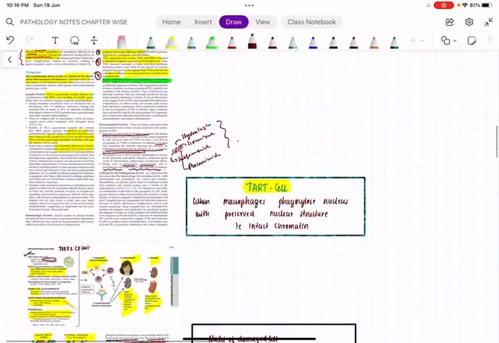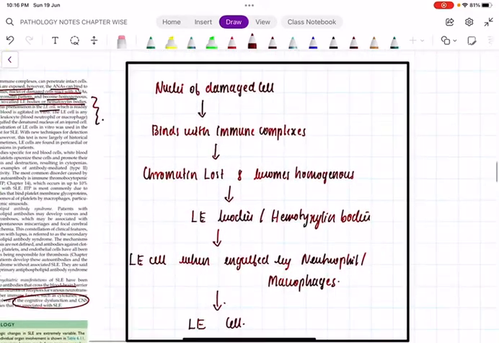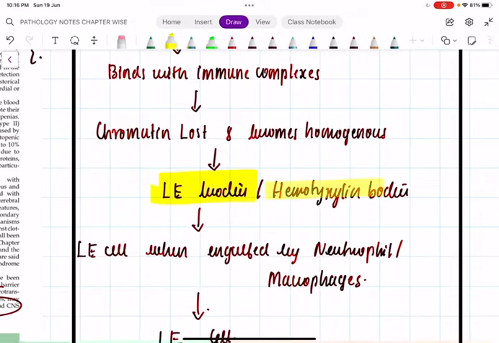The second thing I want to stress is two important things, that is LE bodies, or hematoxylin bodies, and LE cells. What are LE bodies and what are LE cells? Remember, whenever the nucleus of a damaged cell comes in contact and binds with the immune complexes in SLE, the chromatin will be lost and it will become homogeneous. This is what we call lupus erythematosus bodies, and these are also called hematoxylin bodies.